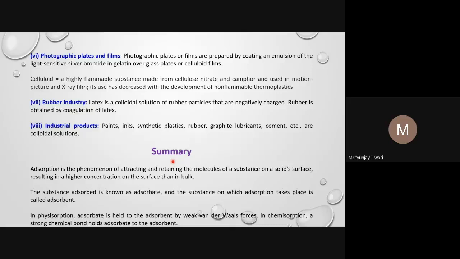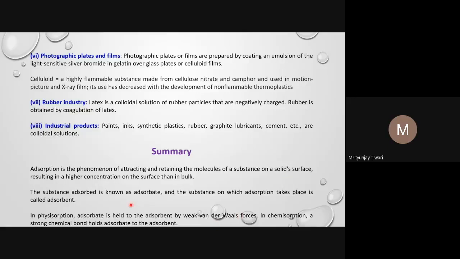Let us now see the summary of this chapter. I'll just read it out, as we have seen a large number of things in this chapter. At first we started with adsorption. Adsorption is the phenomenon of attracting and retaining the molecules of a substance on a solid surface, resulting in a higher concentration on the surface than in bulk. This is called adsorption.